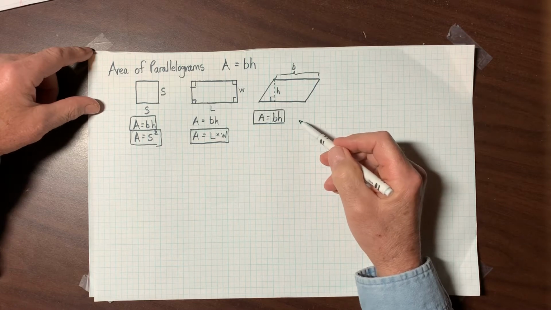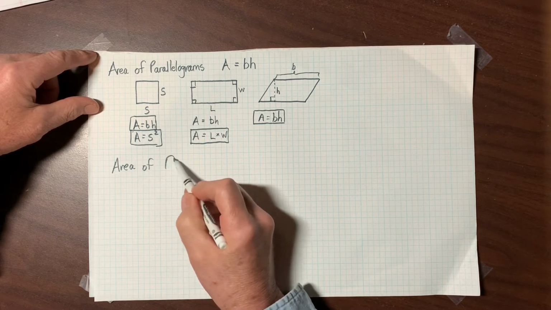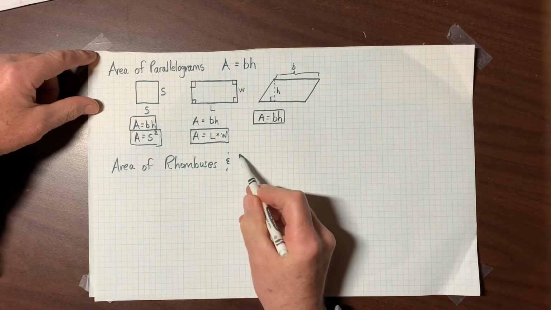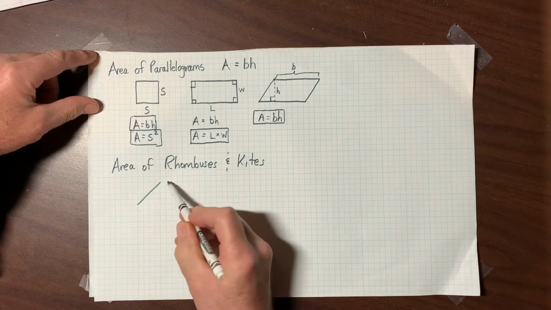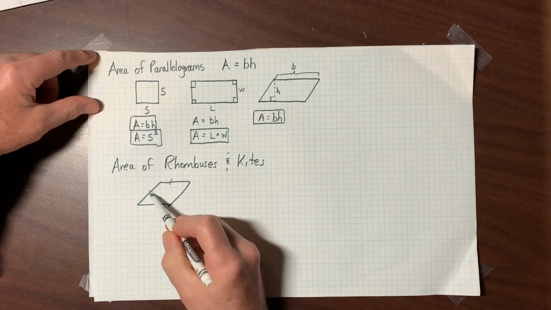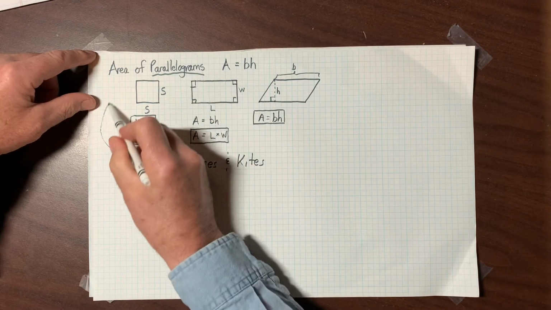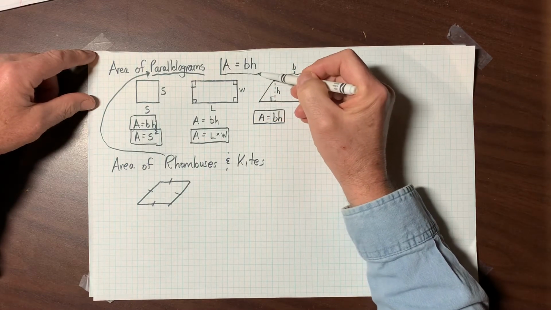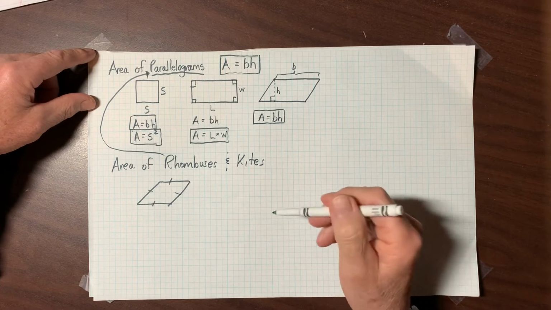We also talked about finding the area of rhombuses and kites. Now, a rhombus, this would be an example of a rhombus. A rhombus is a parallelogram. So you can use this formula if you want to find the area of a rhombus. But we have a secondary formula that we use for a rhombus.